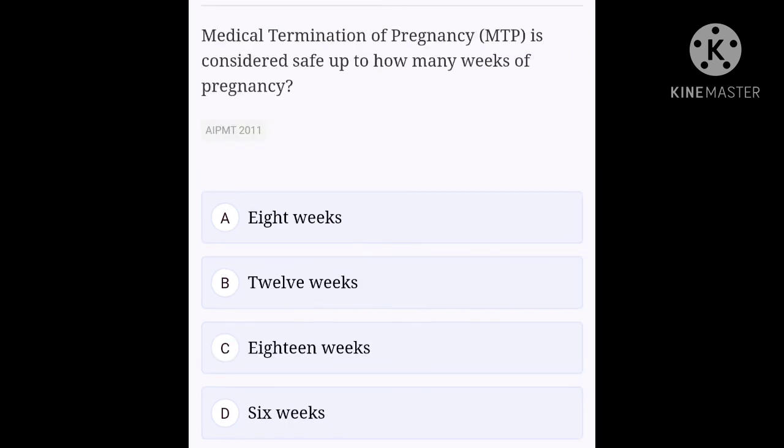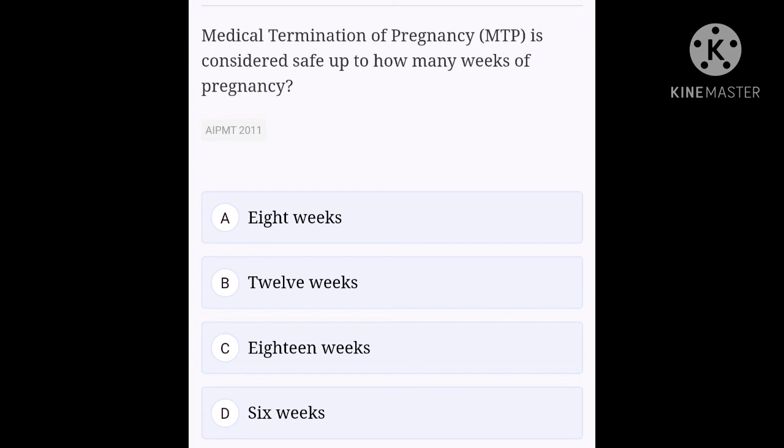Next question. Medical termination of pregnancy, MTP, is considered safe up to how many weeks of pregnancy? Option A, 8 weeks. Option B, 12 weeks. Option C, 18 weeks. And option D, 6 weeks.